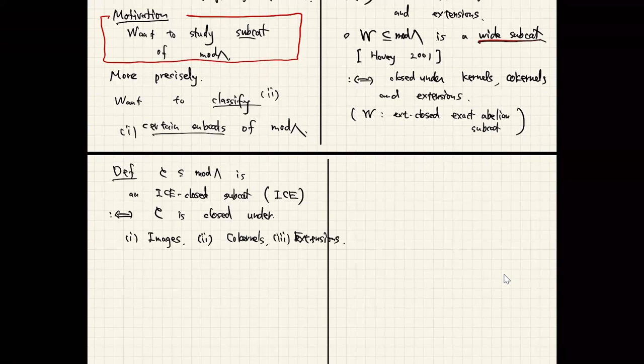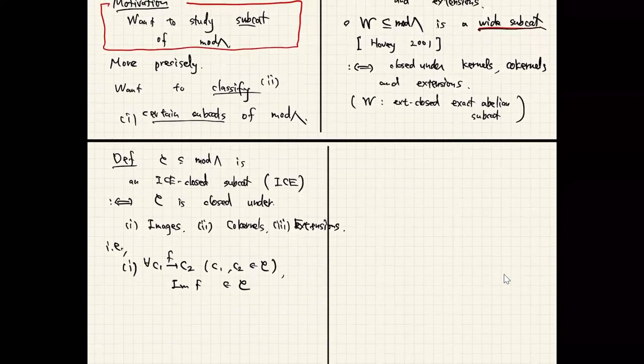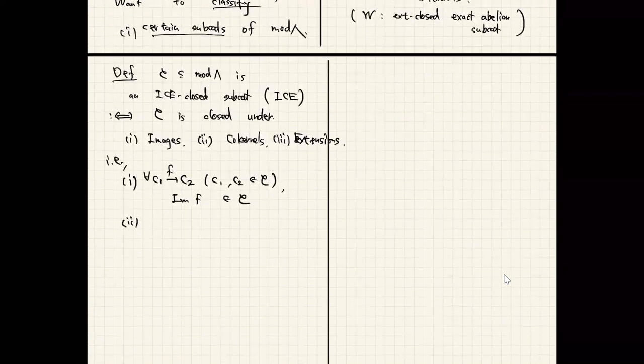So it means that C is closed under images if for every map between objects in C, its image F also belongs to C. And closed under co-kernels is similar. So for every map F between objects in C, its co-kernel F also belongs to C.